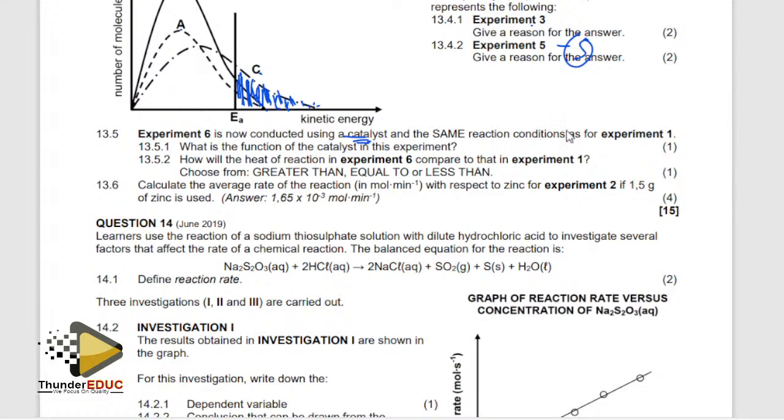Then how will the heat of reaction in experiment 6 compare to experiment 1? Will it be equal to? They're saying heat of reaction. Remember, a catalyst doesn't change anything. It just changes the speed. The heat remains the same. So it will be equal to, yes.